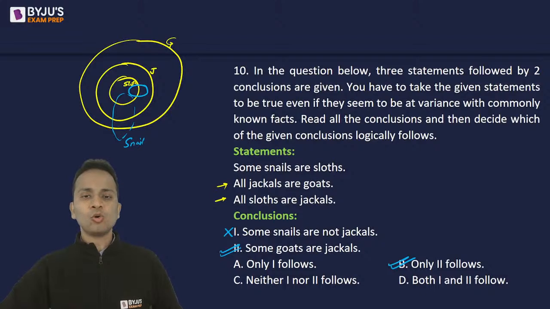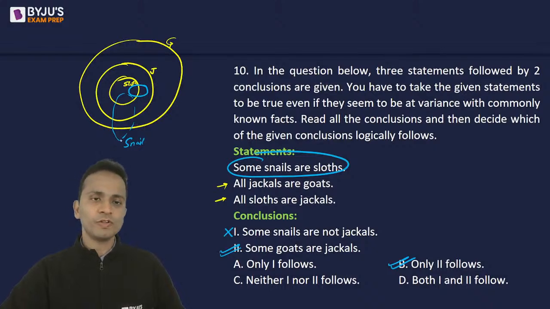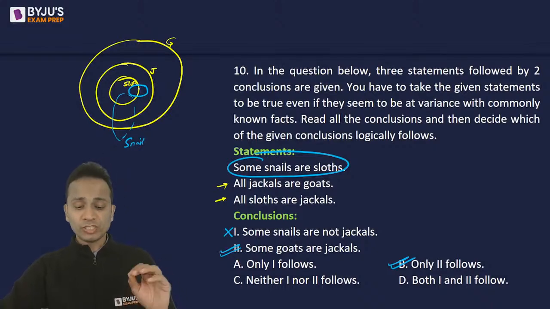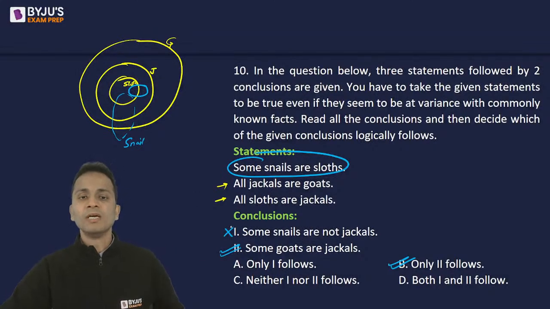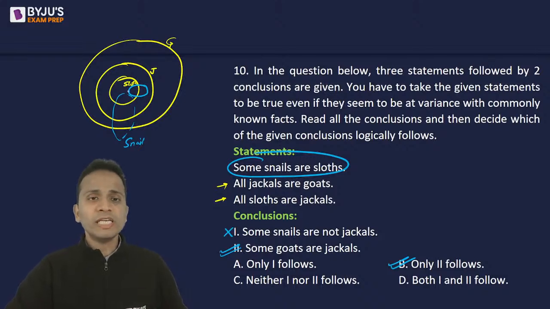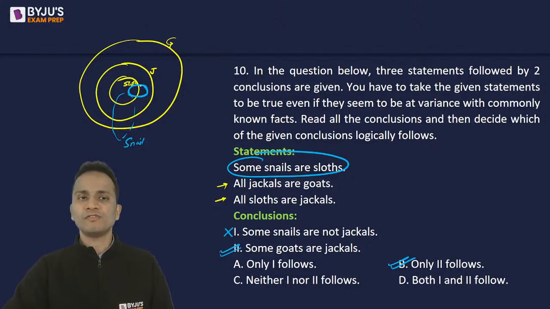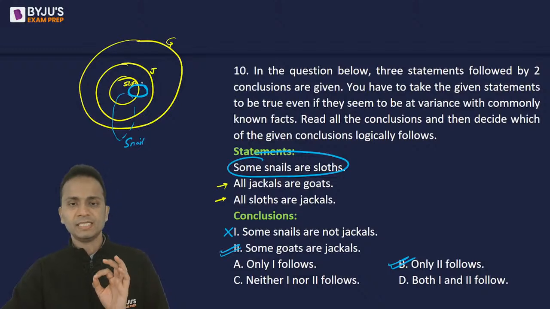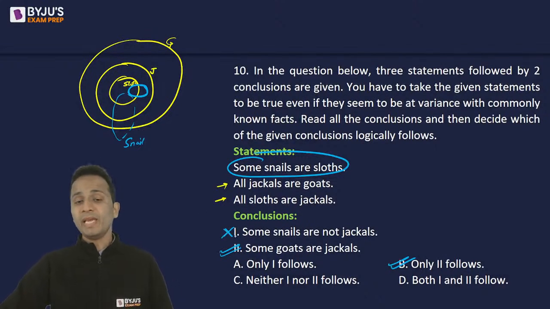Soumya, quickly the last question, the 10th question. So all jackals are goats, all sloths are jackals. ठीक है, sloth का छोटा circle, jackal का completely overlapping that, and then all jackals are goats. ठीक है? Then some snails are sloths. So snails circle I have drawn with blue color in two different manners, which can be the different possibilities. Conclusion number 1, some snails are not jackals. जरूरी नहीं है because the circle of snails can be completely inside the circle of jackals. Can be, possibility है. ठीक है? So conclusion number 1 may or may not be correct.